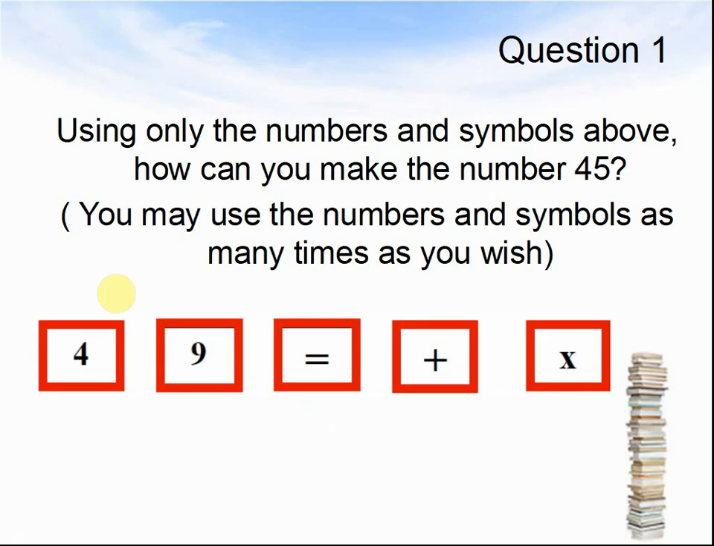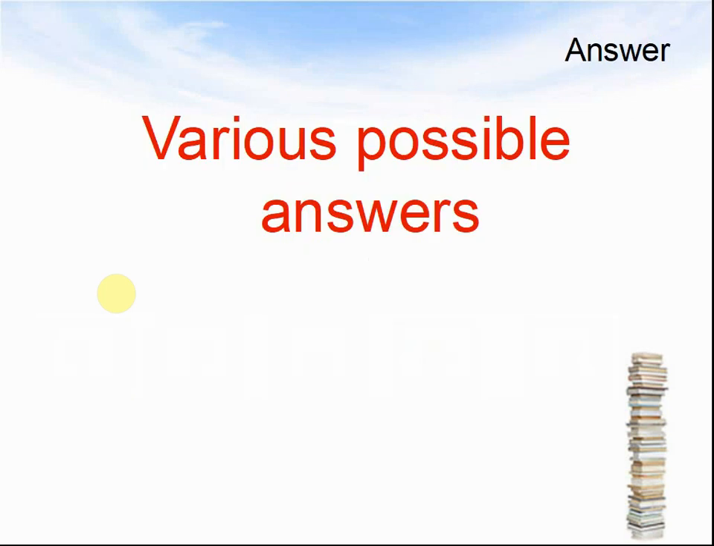Question 1. Using only the numbers and symbols below, how can you make the number 45? You may use the numbers and symbols as many times as you wish. The numbers and symbols are 4, 9, equals, plus and times. Pause the video until you are ready to see the answers. Here are the answers. There are lots of different answers, so you will have to check your answer directly with your teacher or colleague. Let's look at the next question.